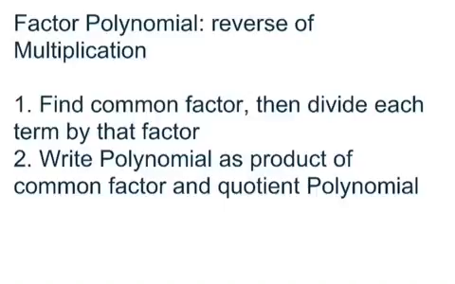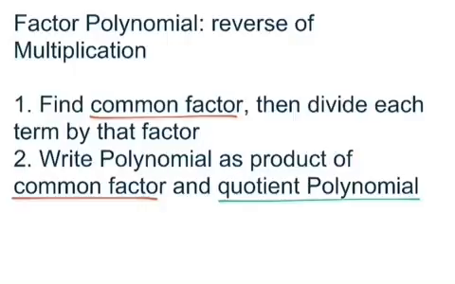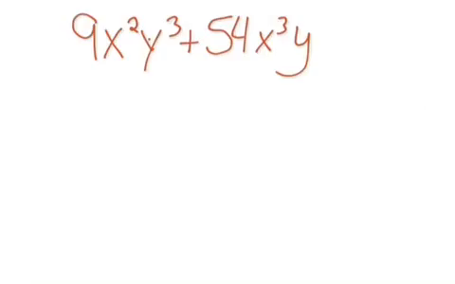In order to do this, we're going to find our common factor, which we just talked about doing. Then we're going to divide each term in the polynomial by that factor. And we're going to write our final answer as a product of the common factor and the quotient polynomial, which of course is the result of our division. So let's see how this works. Let's say we have the following binomial, has a degree of 5, right? Degree of 5. And we need to factor it.